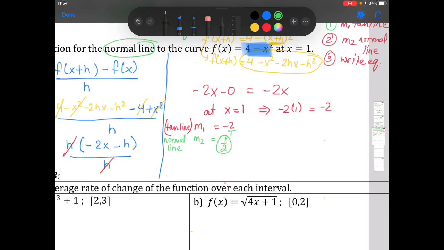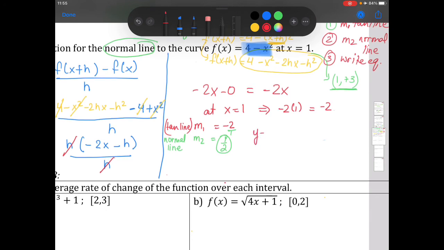I already know my slope. I know my x point is 1, and my y is, all you're doing is substituting 1 in here. So 4 minus 1 squared is a positive 3, basically 4 minus 1. So my point is (1, 3). I know my point, I know my slope, so I can write the equation.